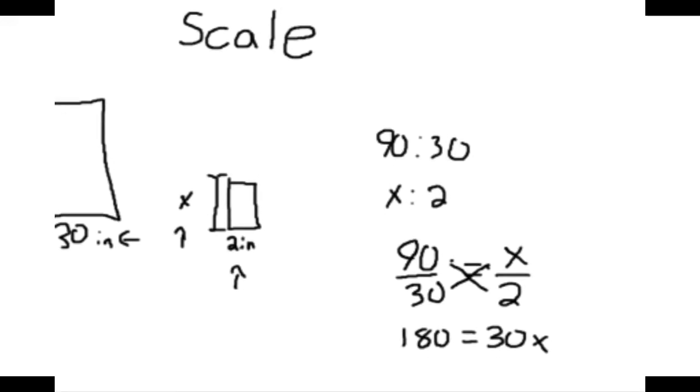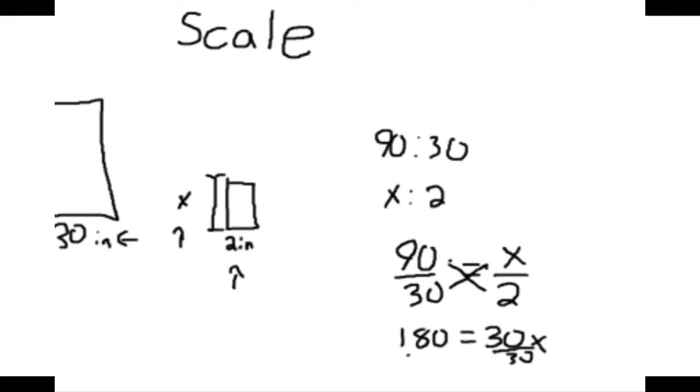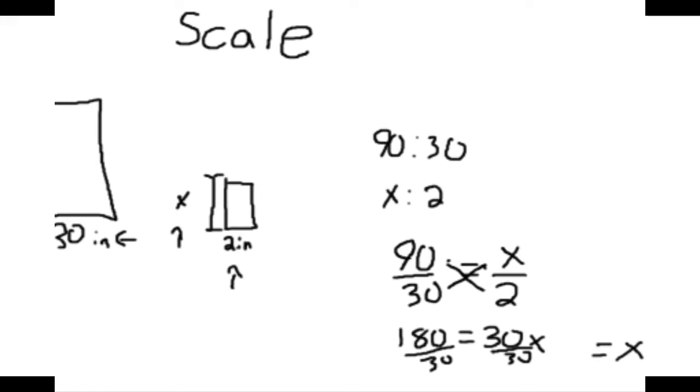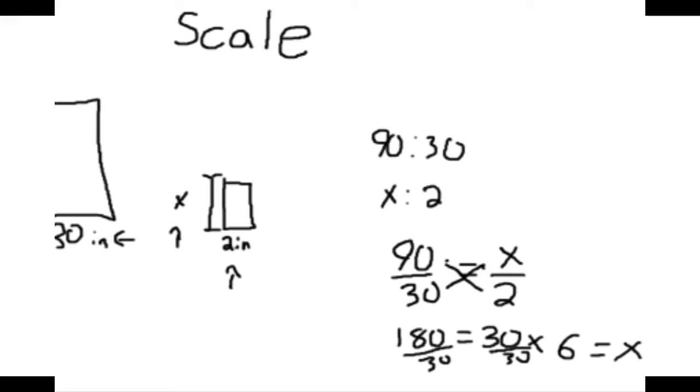And then from here, we could divide both sides by 30. So if I divide this by 30 and divide this by 30, that gives me x is equal to 180 divided by 30, which will give you 6. So the length of this side will be 6.